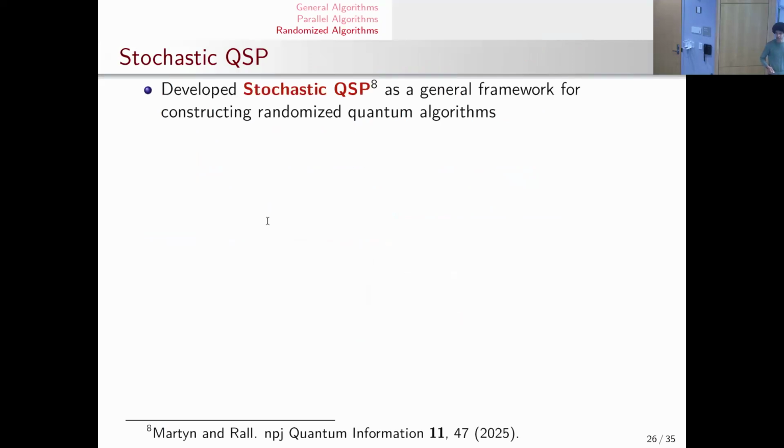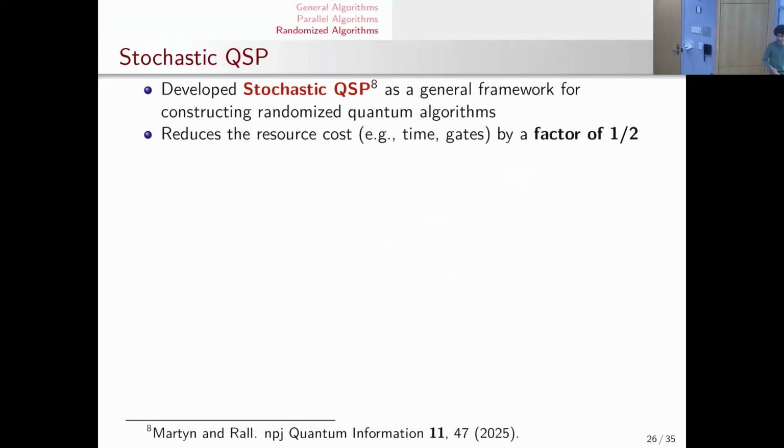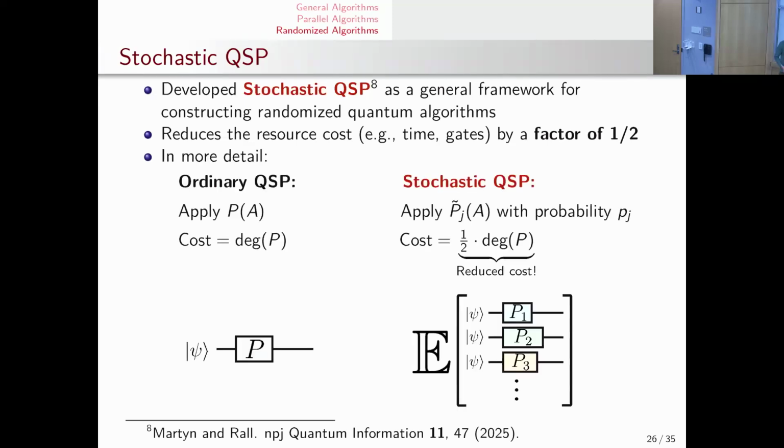And so along these lines, something we did is develop stochastic quantum signal processing as a general framework for designing randomized quantum algorithms. And as I will show you, we're able to reduce the cost of our algorithm, that is overall time or gate count, by a factor of 1/2 by just introducing randomization. So if your deterministic algorithm would take like an hour to run, the randomized one takes, say, 30 minutes. So it's a constant factor reduction.